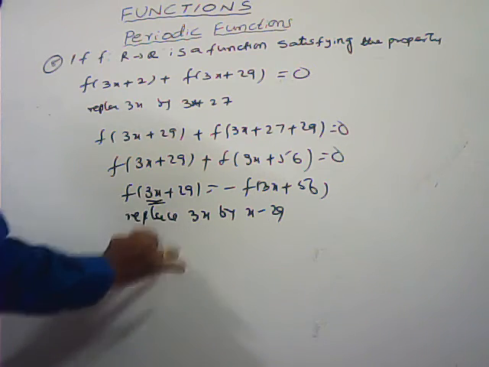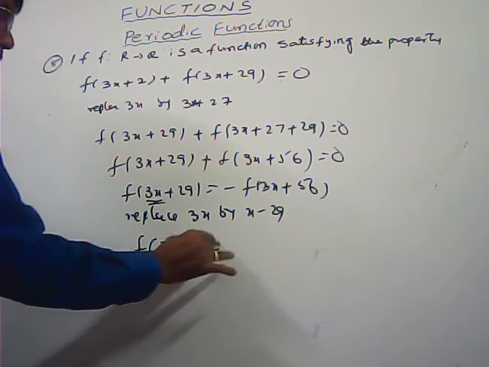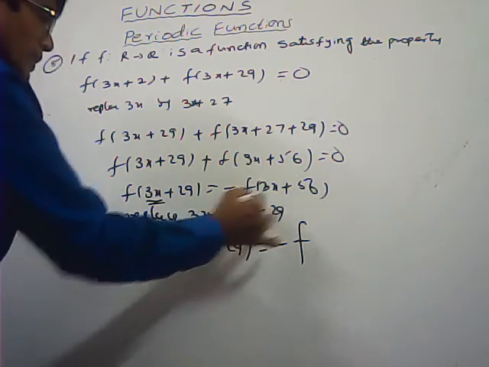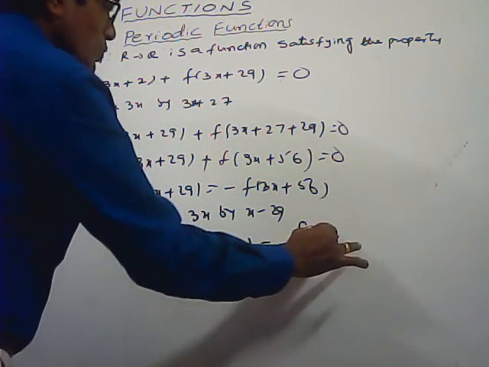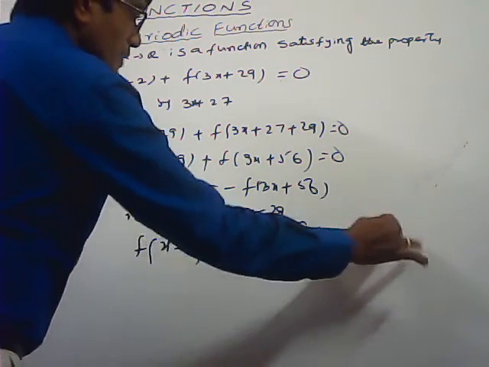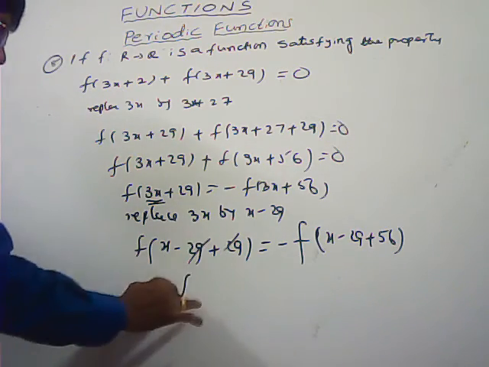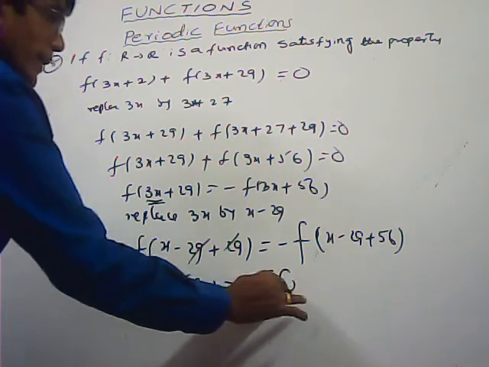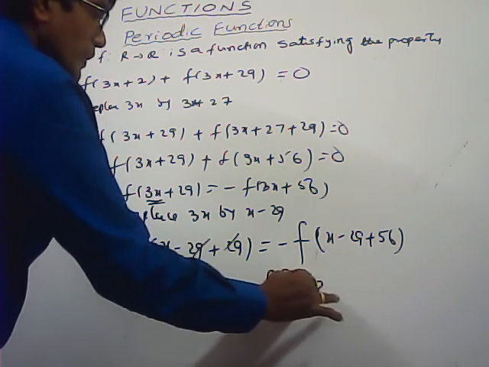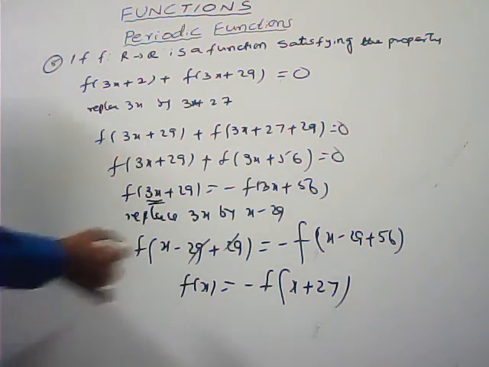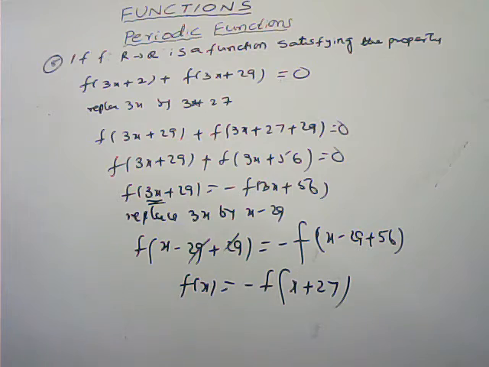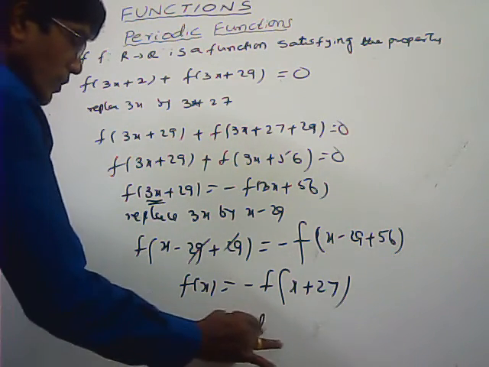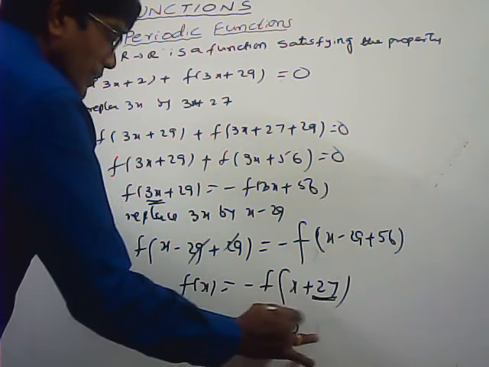In the place of 3x, replacing x minus 29 plus 29 is there, is equal to minus of f of, replace 3x by x minus 29 plus 56 is there. So here these two get cancelled, we are getting f of x is equal to minus f of x plus 27. Here also we got f of x equals minus f of x plus k. So here period is equal to 2 times of this one, that is 54.